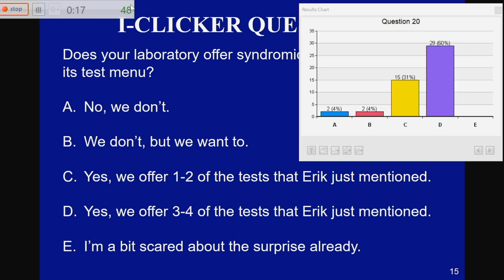3 to 4. So it looks like a lot of us are on board. About 30%, a third, are doing 1 to 2. So over 90% of us are doing syndromic panels, and no one is scared of what I'm going to talk about at the end. That's good news.